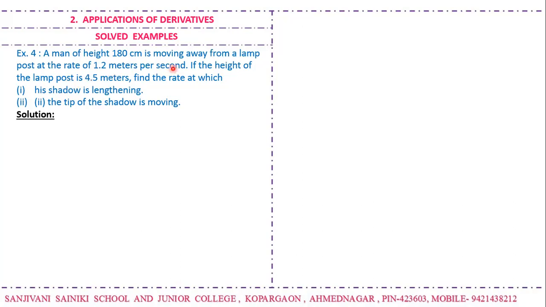1.2 meters per second. So the man is moving away from that lamp post at the rate of 1.2 meters per second. If the height of the lamp post is 4.5 meters, find the rate at which his shadow is lengthening, and the rate at which the tip of the shadow is moving.